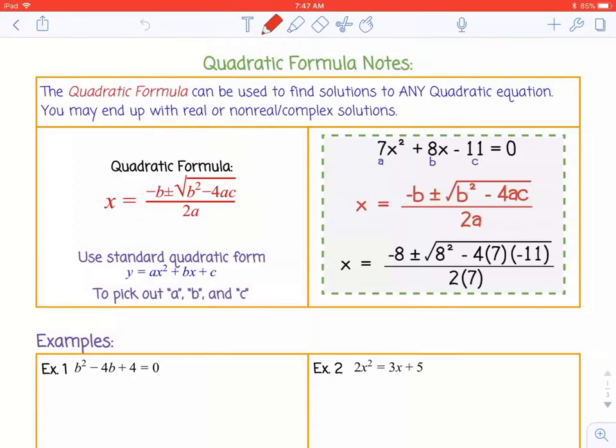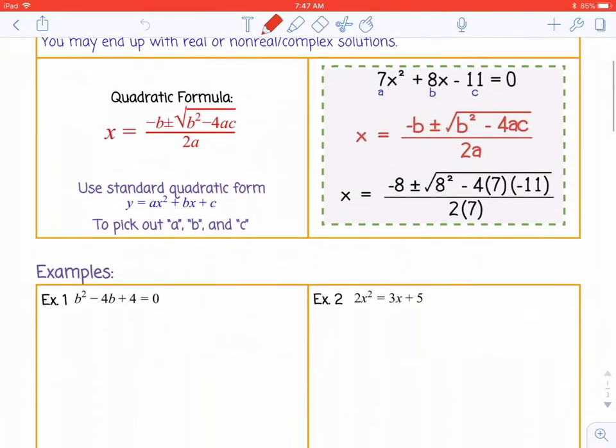Let's take a look at the quadratic formula. The good thing about the quadratic formula is it can be used to find solutions to any quadratic equation. And we may end up with real or non-real complex solutions. So let's take a look at some examples.